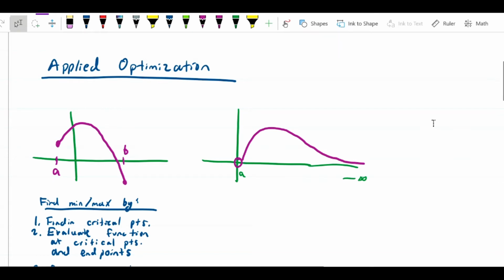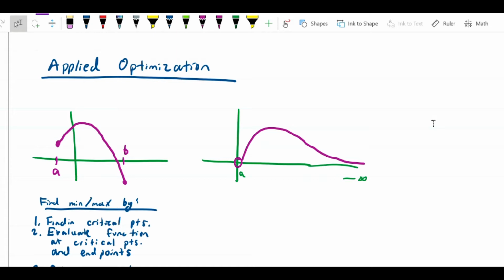The topic is applied optimization, and if you're following along in the Thomas Calculus textbook, this corresponds to section 4.6. Applied optimization is really just an application of something we did earlier in the chapter. If you recall, at the very beginning of the chapter, we learned about the concept of an absolute min and absolute max, and the extreme value theorem. Specifically, the extreme value theorem said that if we have a continuous function on a closed and bounded interval, the function does attain a min and a max.